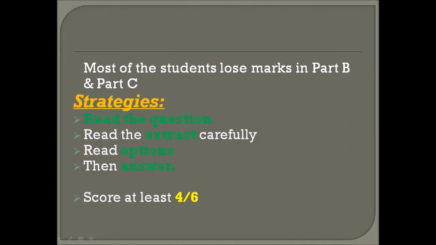One important thing, keep in mind that you have to score a minimum of 4 out of these 6 questions. As in part A you have to score a minimum of 16, and in part B a minimum of 4. In this way you will get 20 out of 26 in part A and part B.